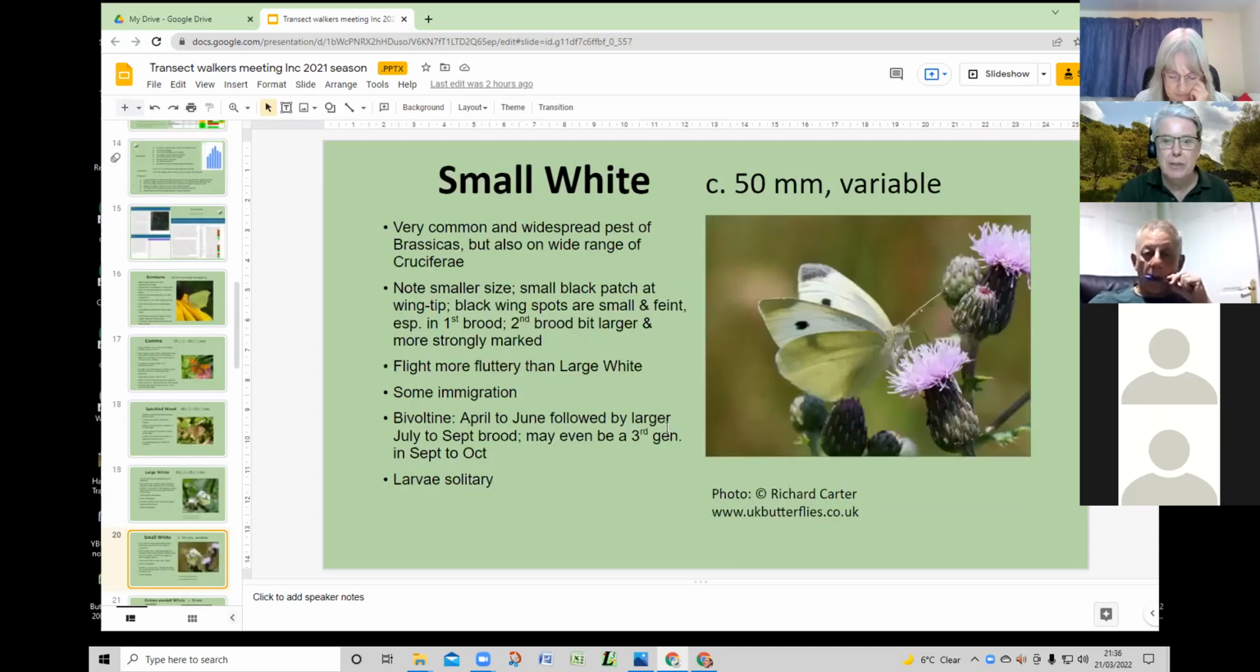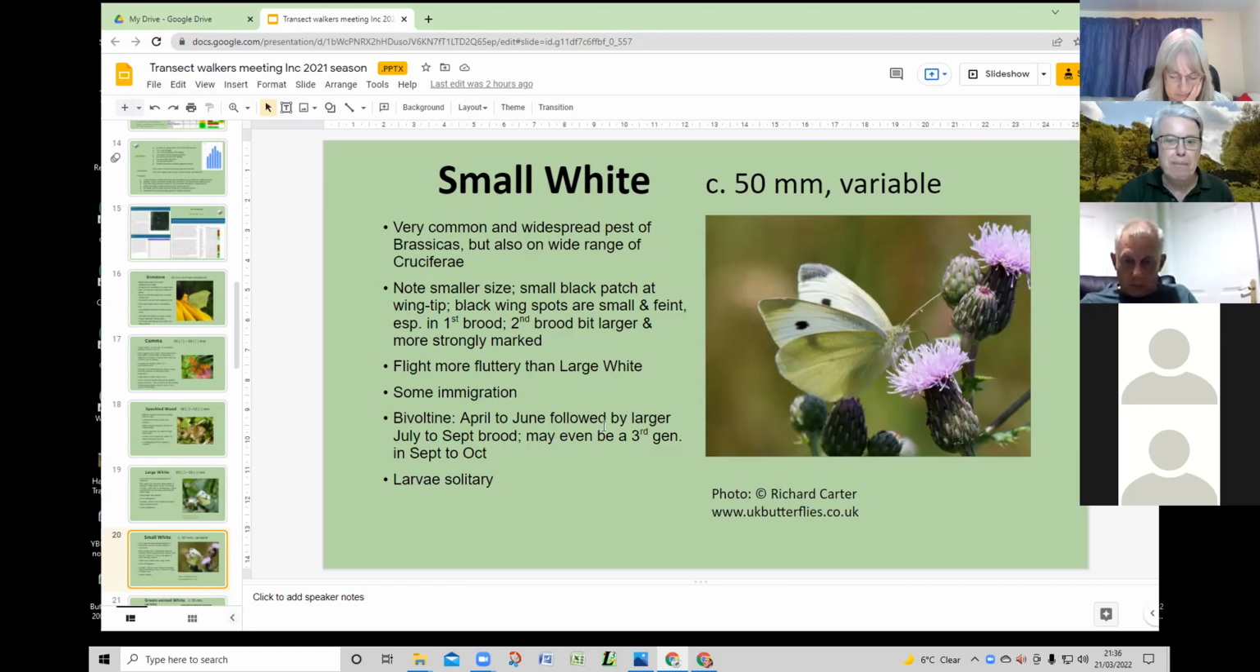Okay, and the small white. The first thing you notice is that the black area is very different. It doesn't wrap around. The black just goes straight across from just before the middle of the forewing, in a straight line. Coloration is quite variable in the small white. Usually the colors are a good deal paler, and they vary through the season. The flight is much more fluttery, much more random.